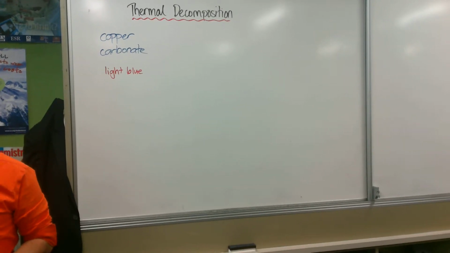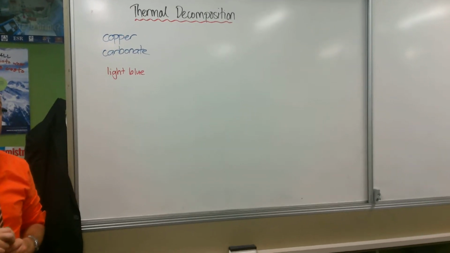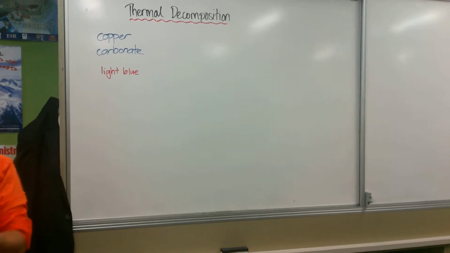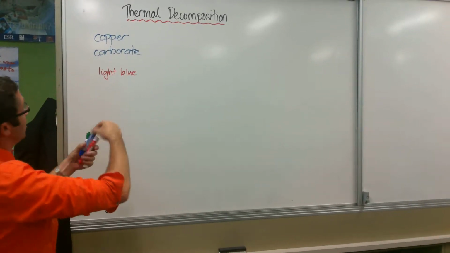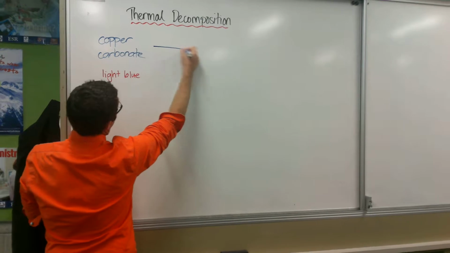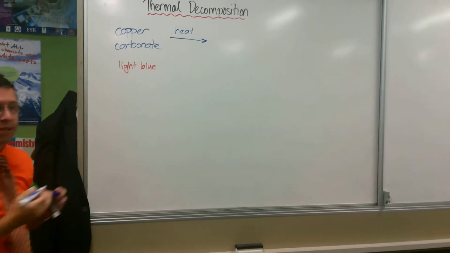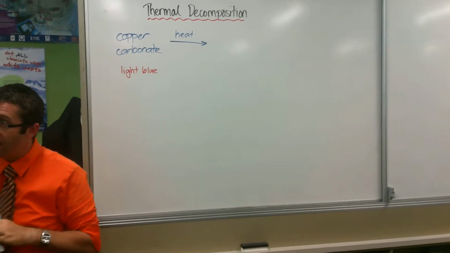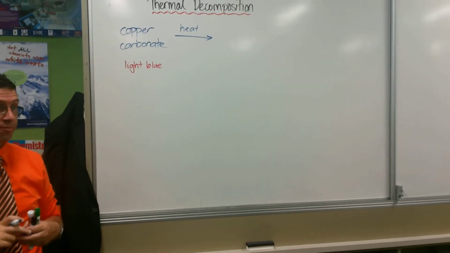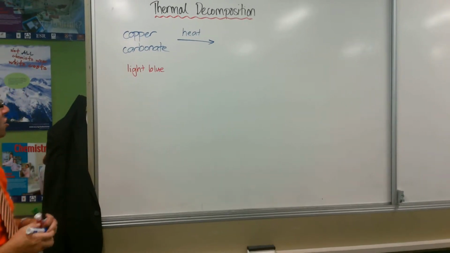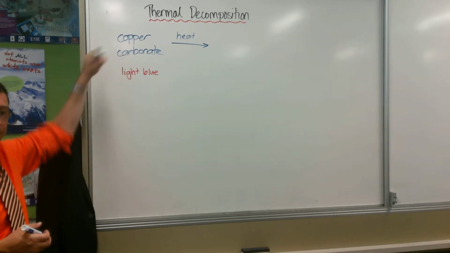What did I then do to that copper carbonate? What did I do to it? Heated it, great. This is why it's called thermal decomposition. So the way that I write that is on the arrow, I write heat. You'll notice there's no other reactant. I didn't put anything else in that tube to react with it. So there's nothing else in the boiling tube to react. So it starts with one thing.